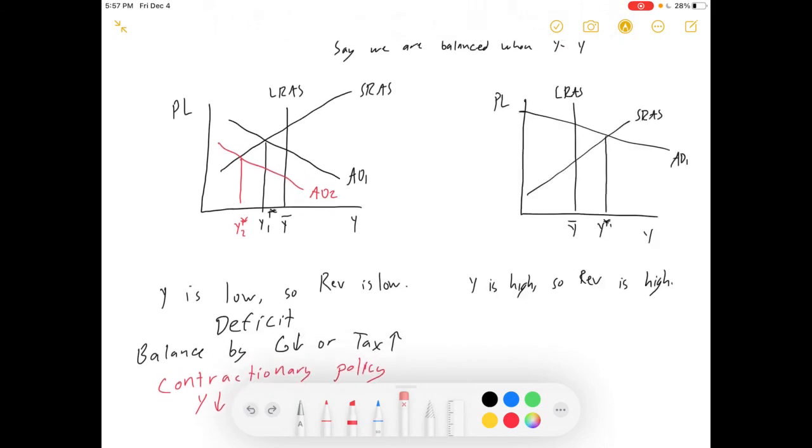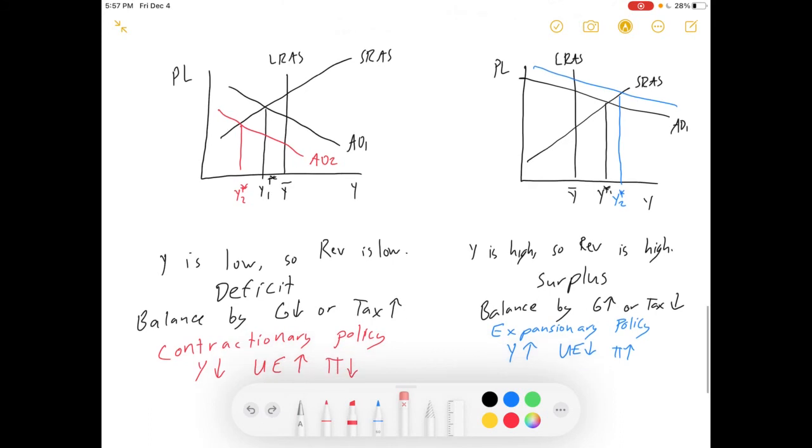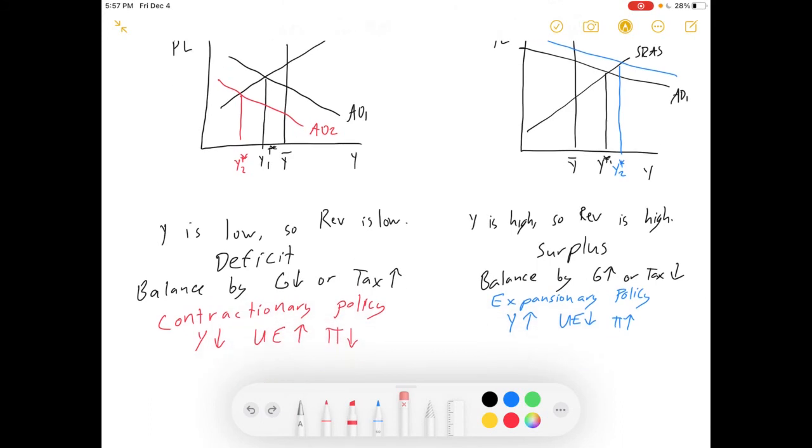Is that true for an inflationary gap too? Well, GDP is high, so tax revenue is high. We have a surplus, which means we need to either raise government spending or cut taxes. Those are expansionary policies. Those will increase aggregate demand, again, pushing us farther away from Y bar. GDP goes up, unemployment goes down, inflation goes up, and we have successfully destabilized our economy by making the business cycle swing even bigger.